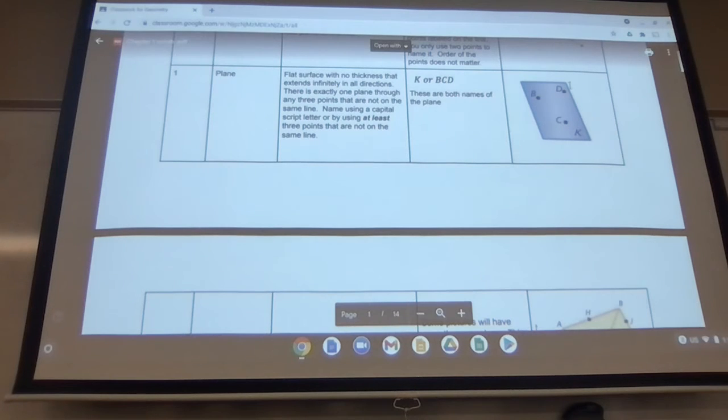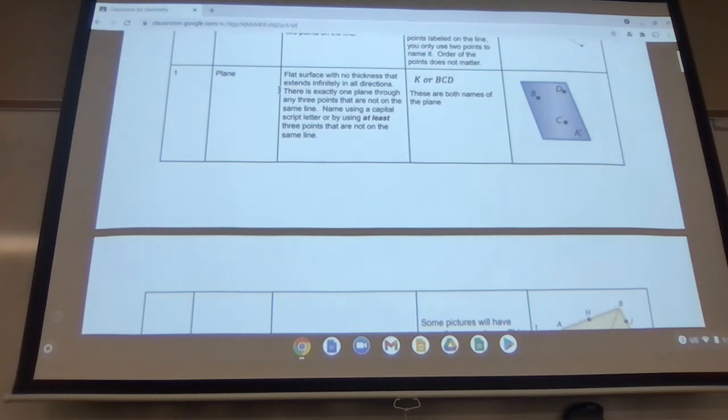In a picture on a piece of paper, obviously you can't draw something that's never going to end. So on a piece of paper, we'll just put a four-sided figure. We usually color it in. And then if you come back over here to the definitions, there's exactly one plane through any 3 points that are not on the same line.